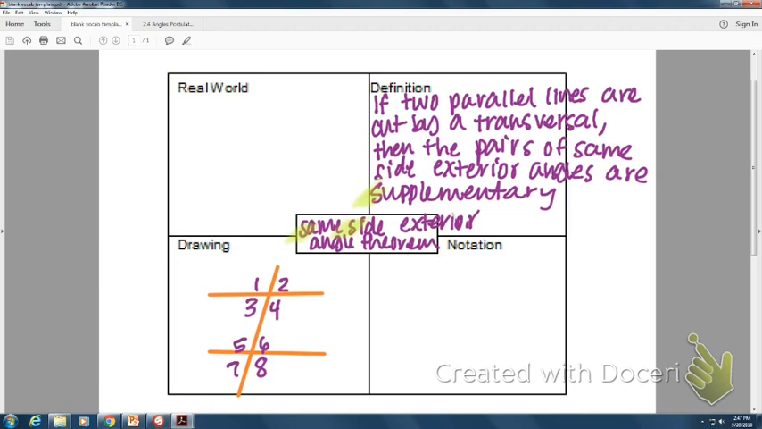Okay, same side means what? On one side of the transversal. Exterior means outside of the parallel lines. So give me a pair that are supplementary. 1 and 7. What's another one? 2 and 8. Very good. So 1 and 7, 2 and 8.